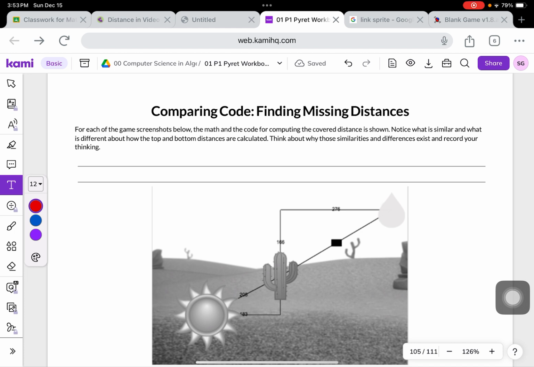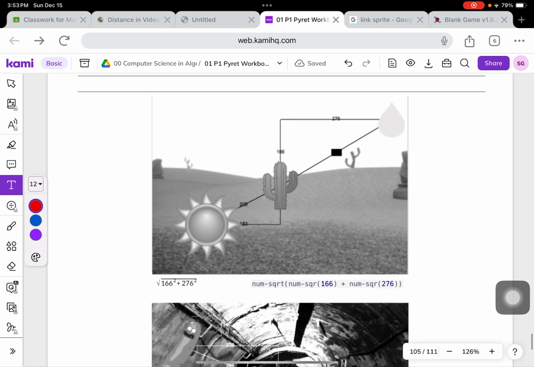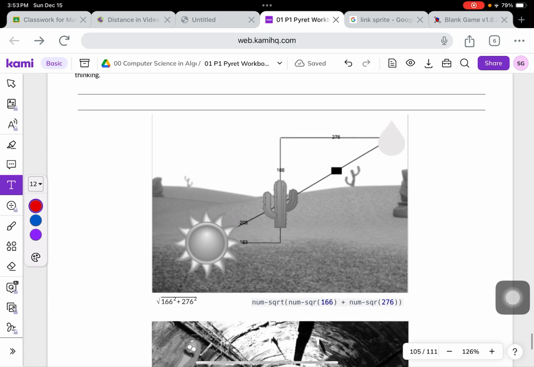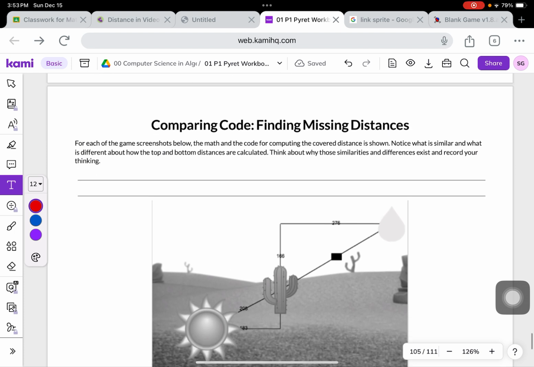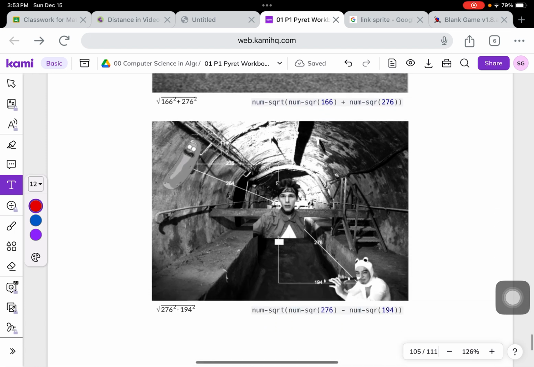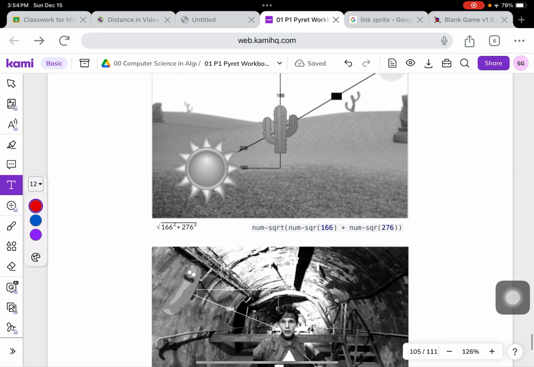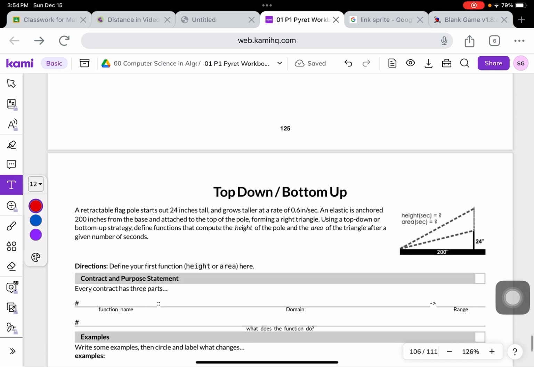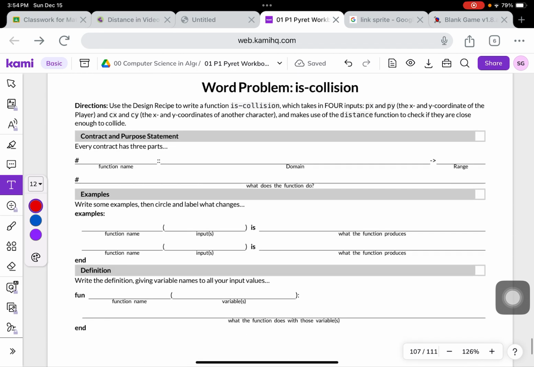Okay, so you compare the code to the math. What's similar, and what differences are there? So how is it different?